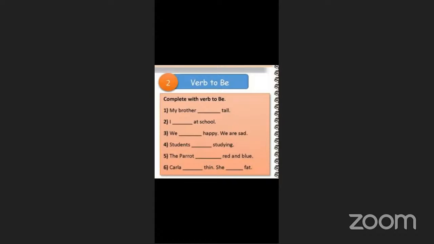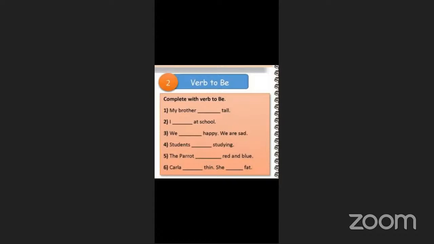Okay. We look at the answers again. Answers from the beginning. Number 1. My brother blank tall. So when you say my brother, it's in singular form. So we can use the pronoun there, he. So you have to use the be verb is. My brother is tall. That's fine. Okay, let's move on to number 2.